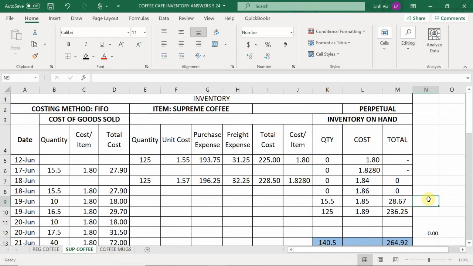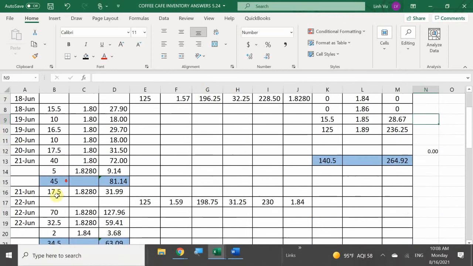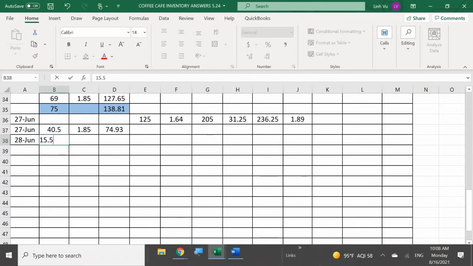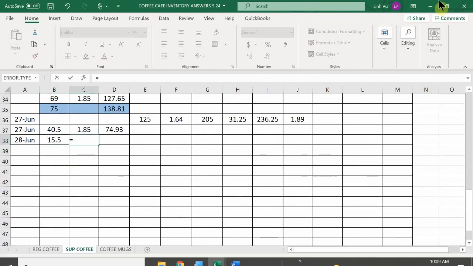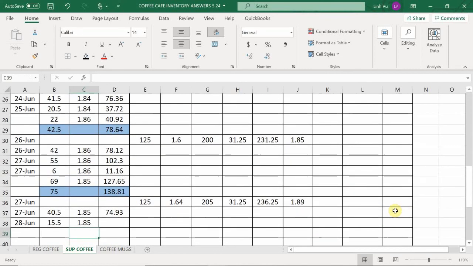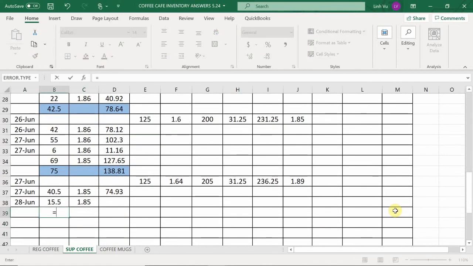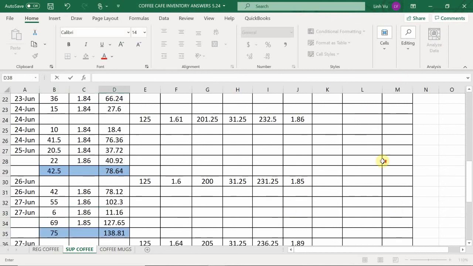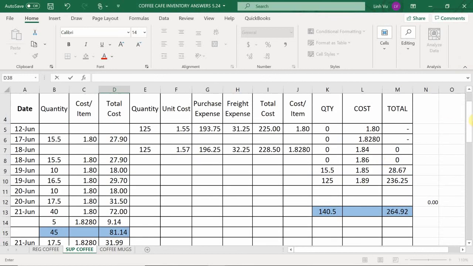So the 15.5 is eliminated because that's all gone. Good. So now you need to get 25.5 more. Yes, 25 and a half more. And that's going to come out of the second batch. If you take the 125, you're still short the half. Okay, let's do one step at a time.